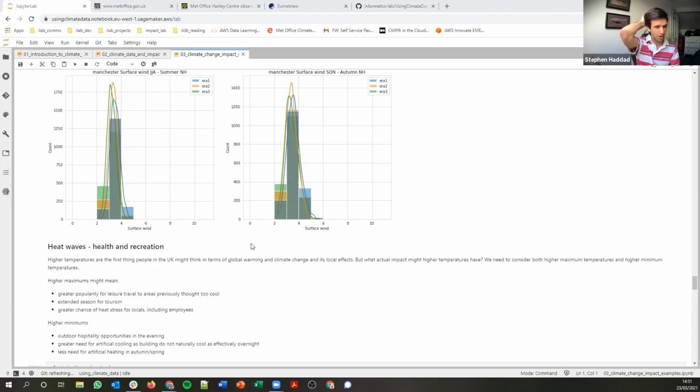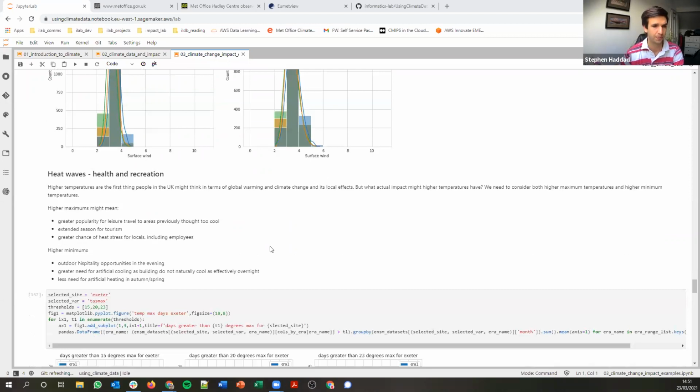employees. What about higher minimums? This also, you have different impacts from higher minimums. So again, maybe the hospitality industry in the evening can make greater use of outdoor space. But an important one in terms of impact from higher minimum temperatures is that buildings may not cool down as effectively in summer. So you might need to invest in artificial cooling, air conditioning, and that has great further expense in running that cooling, which is perhaps a negative impact of climate change.